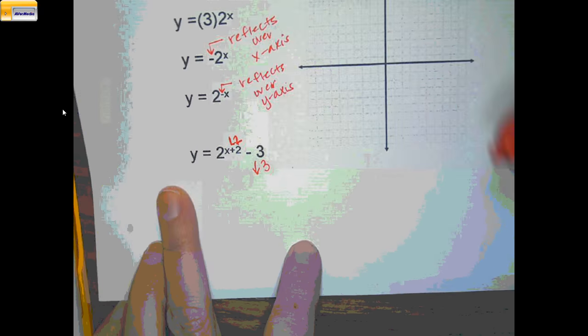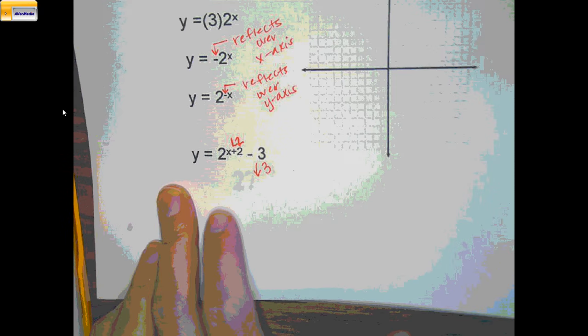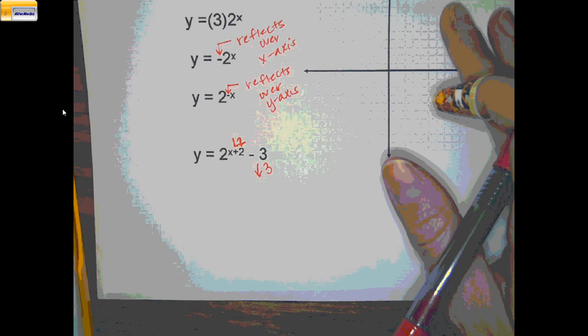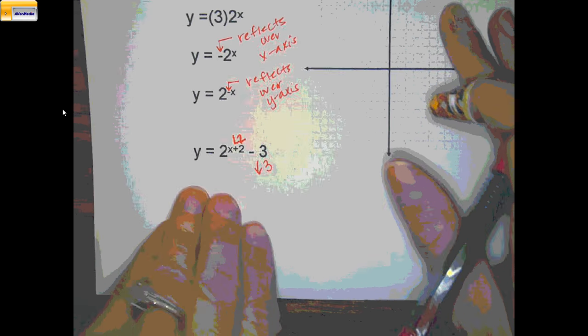Left 2 and down 3. Questions on what those little guys do? So that'll help you. You can always kind of go for the parent graph and then just make the adjustments. That's one thing you can do if you don't want to do the actual t-chart. All right, flip the page over.